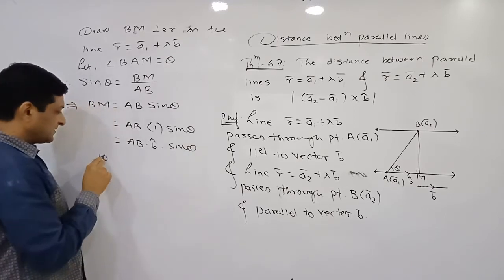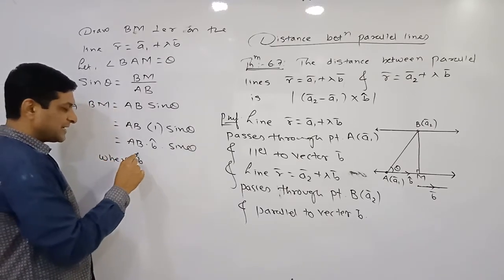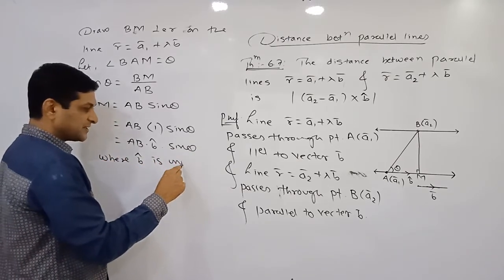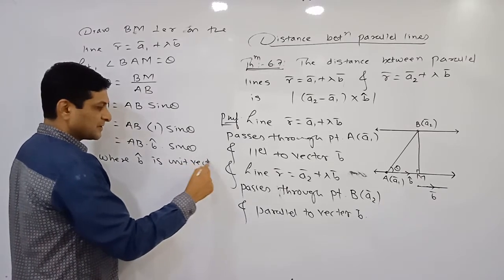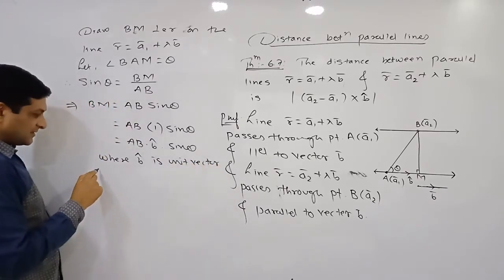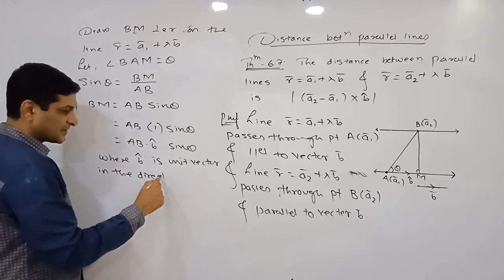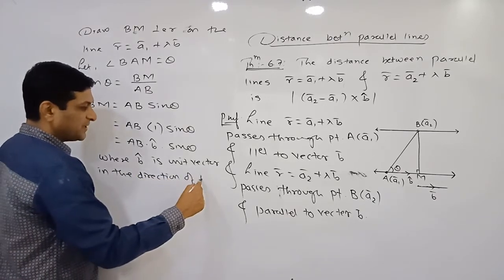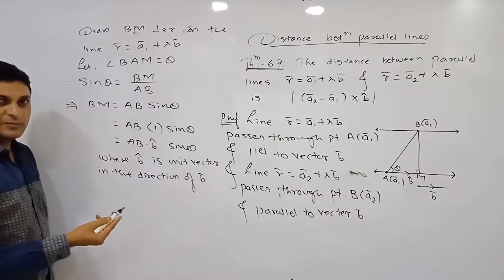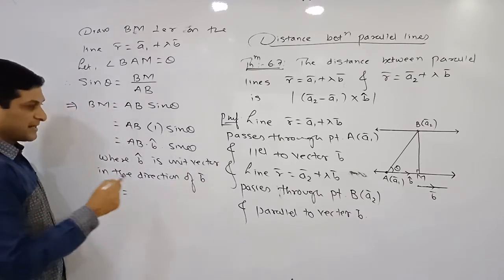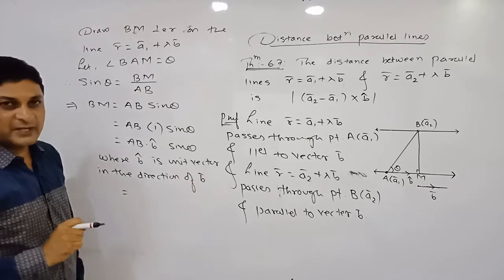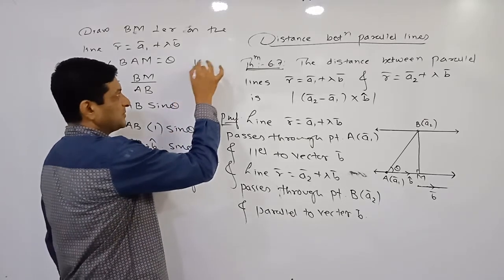So where b cap is the unit vector in the direction of b bar, or we can say parallel to b bar, or along b bar also. Now let us revise the definition of magnitude of a bar cross b bar.